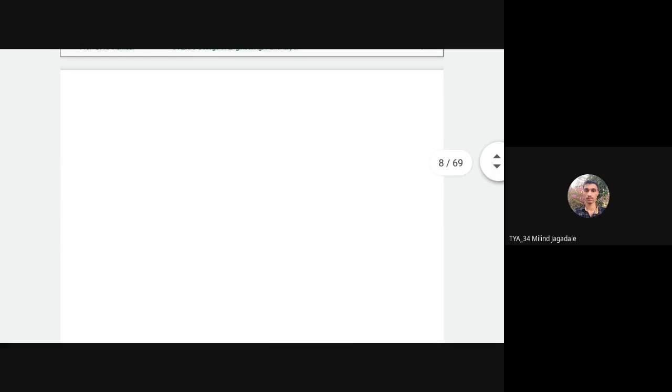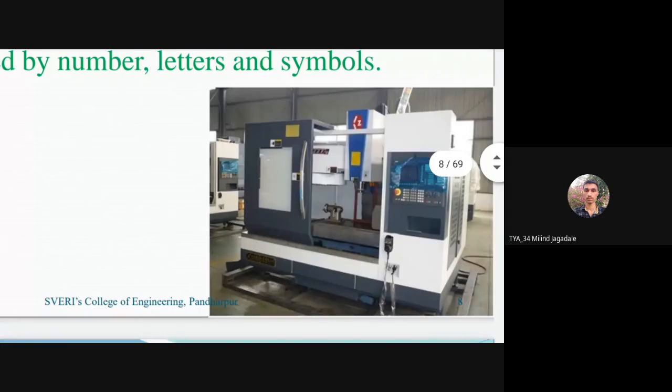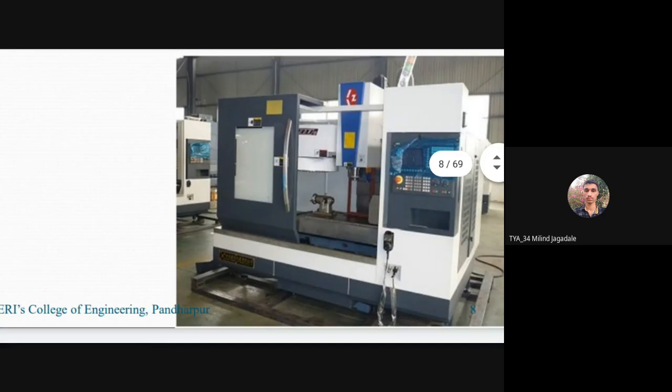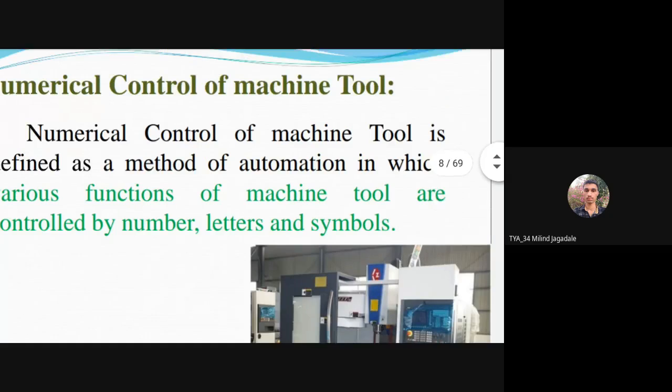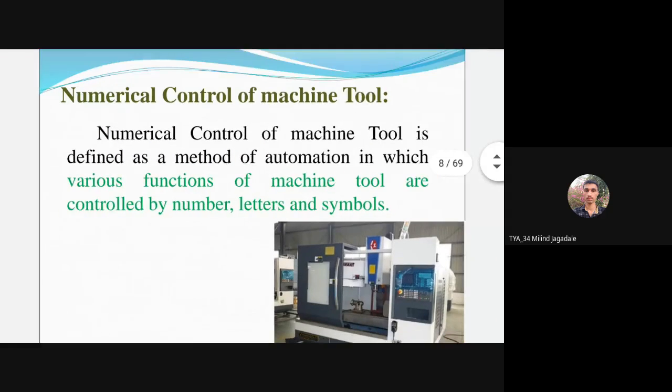Today, numerical control machines are available like this, for machining purposes. Numerical control of machine tools is defined as a method of automation. Definitely this is automation. Whenever we require the computer, this is automation. The computer is one part of automation, a support system of the automation.